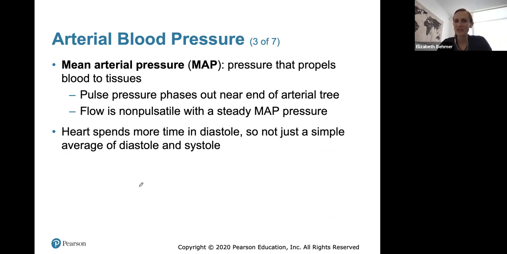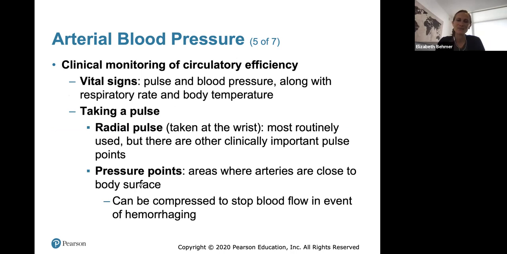Mean arterial pressure is the pressure that propels blood to the tissues. And this will be the pulse pressure as it phases out near the end of the tree. The heart spends more time in diastole, so it's not just a simple average of diastole and systole.